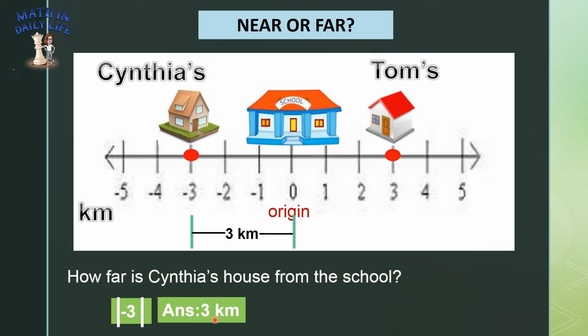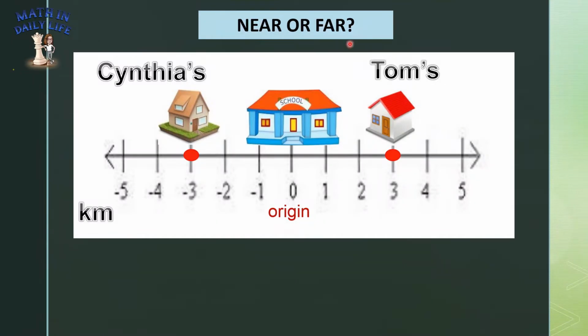We know that it is the distance of Cynthia's house. Now, what's the function of the negative sign here? This pertains to the direction. So if you want to know the exact location of Cynthia's house, that is 3 kilometers west of the school. West here pertains to the negative sign, so it denotes the direction. But since we are just asked to find the distance, our final answer would be simply 3 kilometers. Are you following? Good.